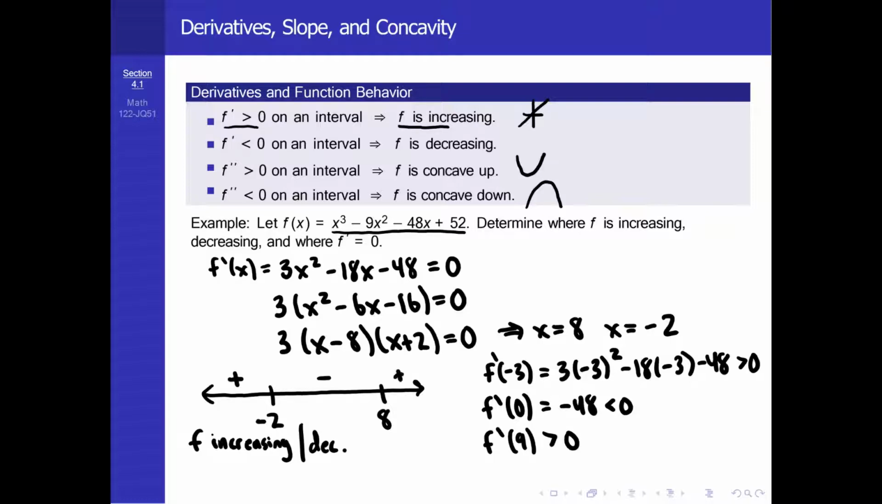So the derivative is positive to the right of 8. So we say that the function is increasing to the right of 8. This is the game that we're going to play over and over again when we're looking to find where our function is increasing or decreasing. We find all the points where the derivative is equal to 0, and then we pick test points from the intervals around those points to figure out whether the derivative is positive or negative on those intervals.